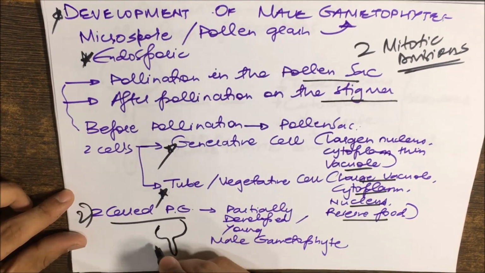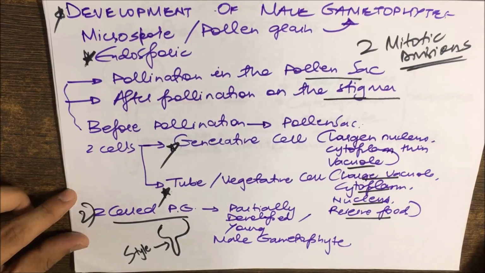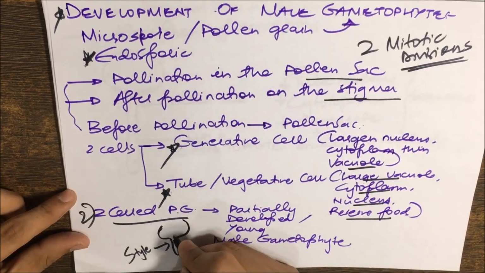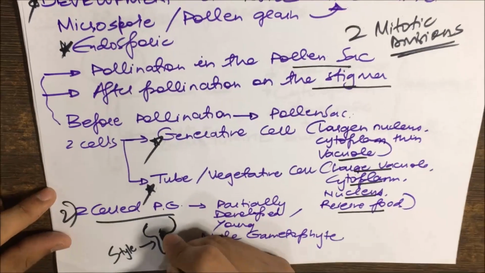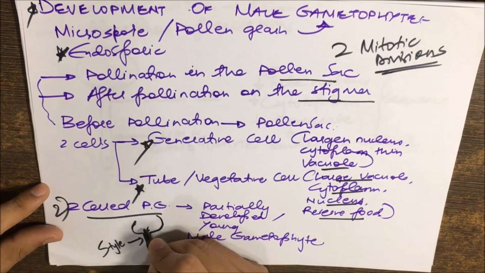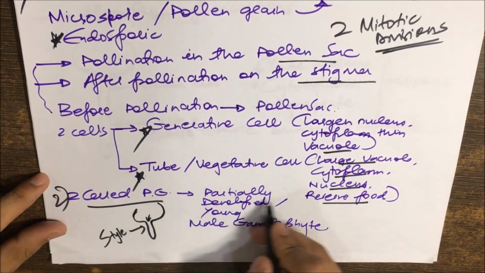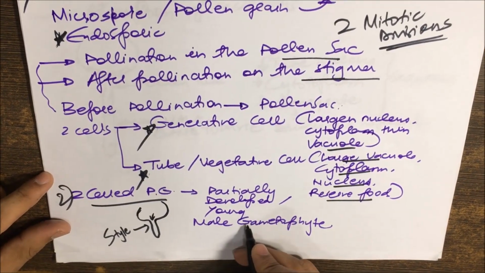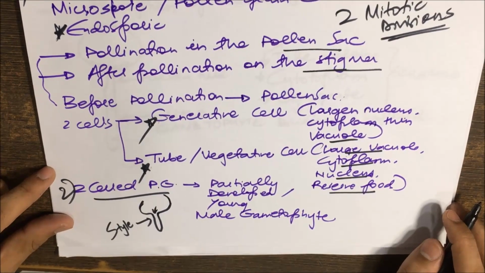Which is seen to grow to the style of the carpel. Then we have the contents, that is first the tube nucleus or the vegetative nucleus going inside it, followed by the cytoplasm and the generative cell. So this is known as a partially developed or young male gametophyte, which is in the cell stage.